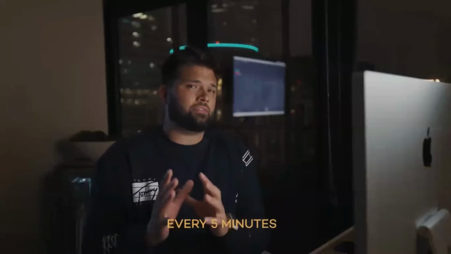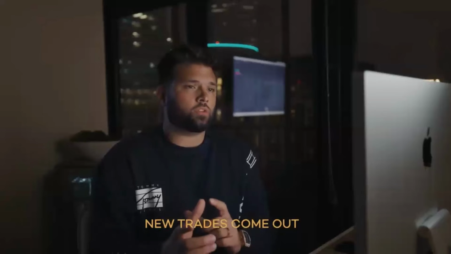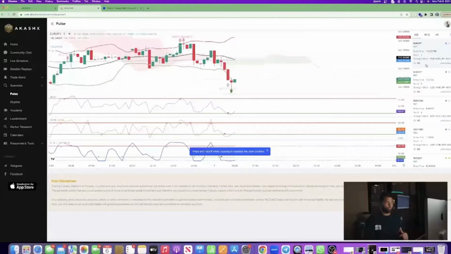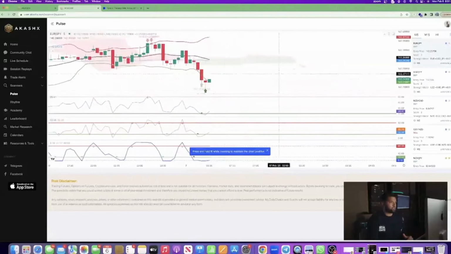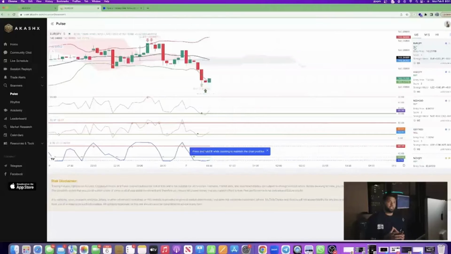Now, every 5 minutes, new trades will come out. What you want to do is wait for the new ones to populate. Once they populate, guys, you just want to see, is it a buy or a sell? If you see a buy, that means it's predicting that price is going to go in the upward direction. If it says sell, like you can see here on GBP/NZD, that is saying that the direction of the market is going to go down.